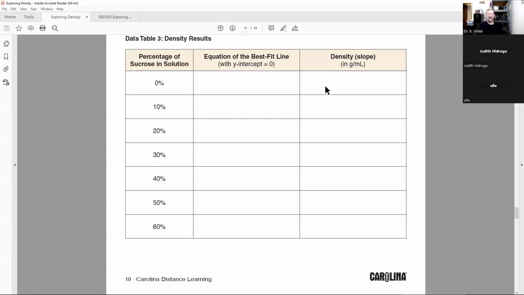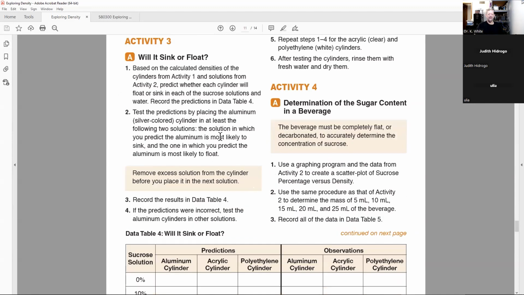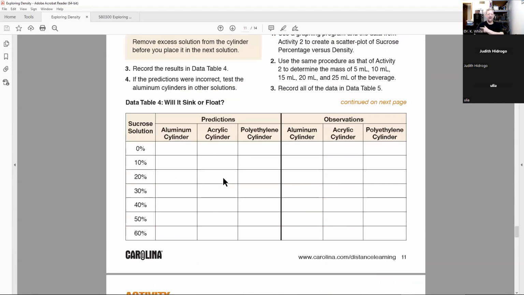Again, from the slope of the line for your sucrose solutions, you'll get the densities. And for each one, like I said, you don't have to put the predictions in, but you do have to say: in pure water, you put the aluminum cylinder and write down, does it float or sink? The acrylic, does it float or sink? The polyethylene cylinder, does it float or sink? And then you do it for the other sucrose solutions.